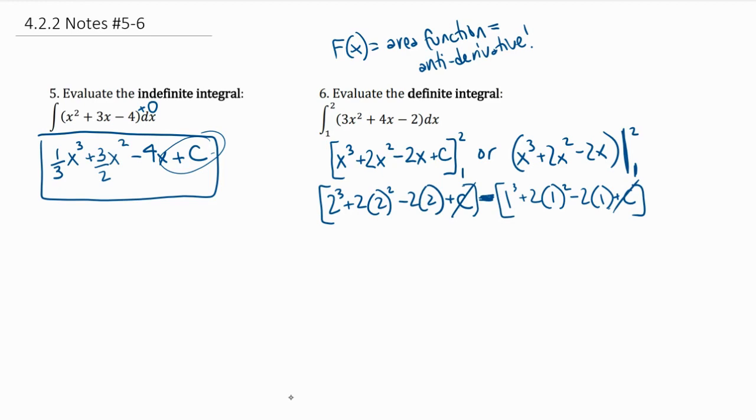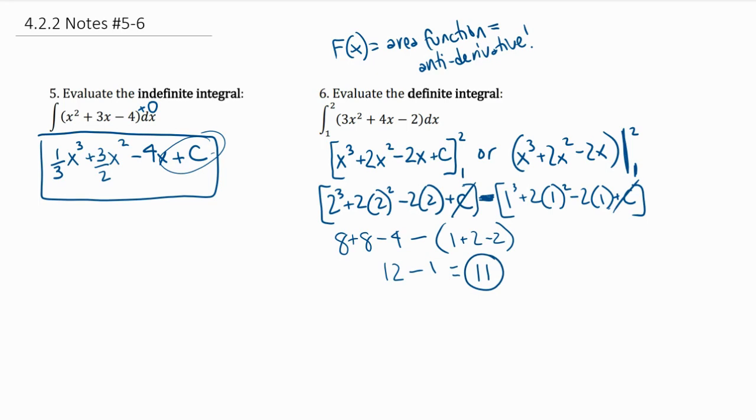All right, and then I have 8 plus 8 minus 4 minus parentheses. Please keep parentheses when you are subtracting. You're subtracting your lower bound. So 1 plus 2 minus 2. So that's going to be 16 minus 4 is 12. Minus 1 plus 2 minus 2 is 1. And so my answer is 11. And again, you don't have to write units squared for it when you're solving an integral, okay?